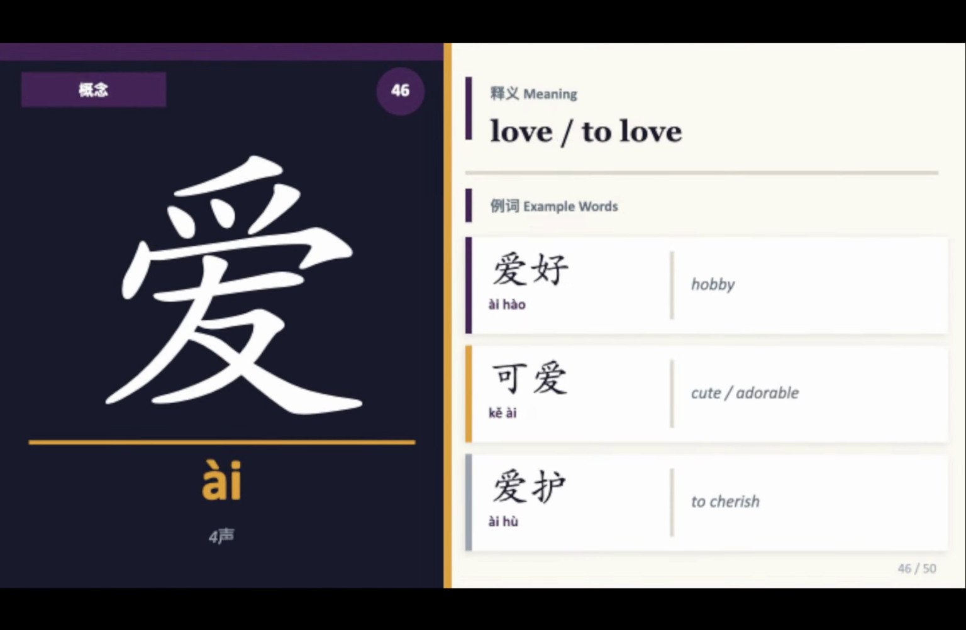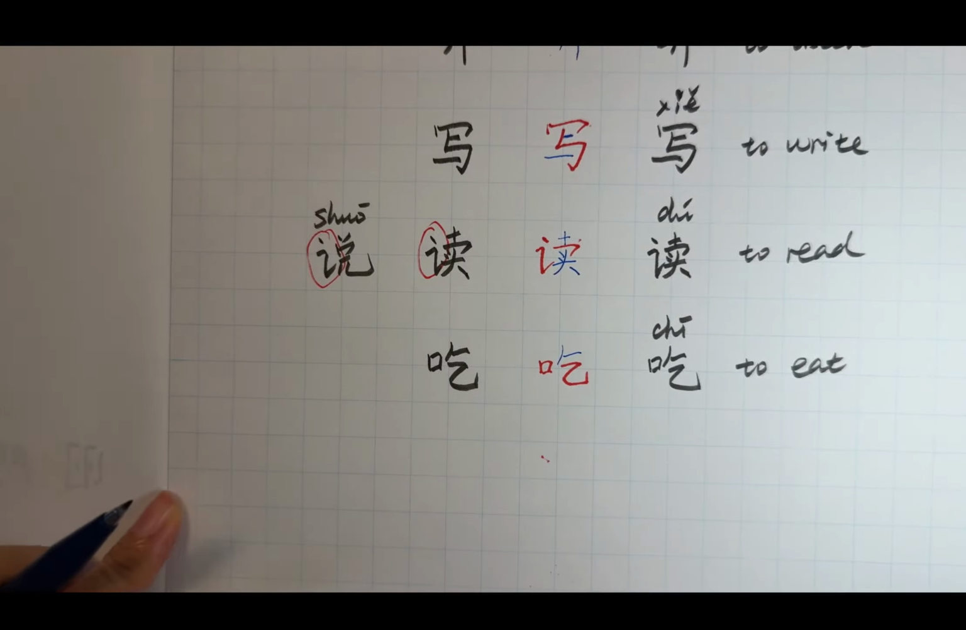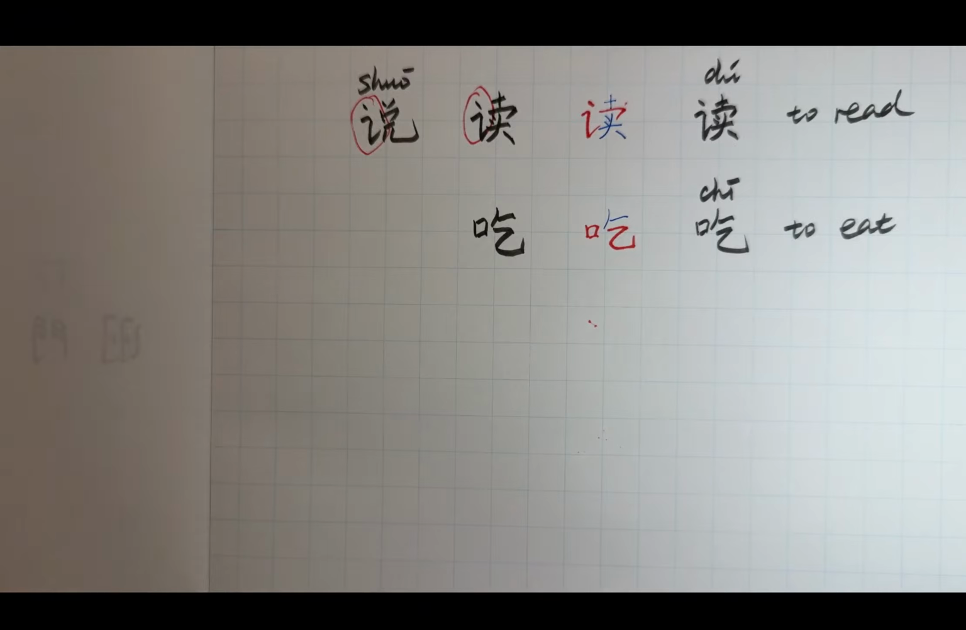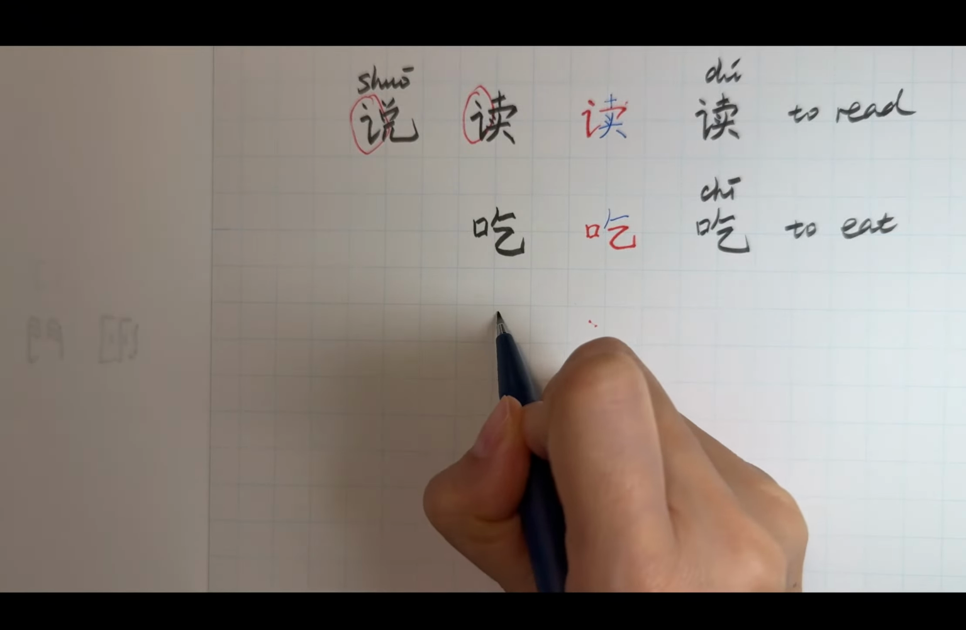Okay. This one, love, is very important. 爱 is to love. 爱好 is hobby. 可爱, cute, adorable. 爱护 is to cherish. So this one, let's separate them into like 3 parts, so you will know how to write them. A person who loves to eat good food or gourmet food, you can say, 哦，这个人很爱吃。爱. That's right.